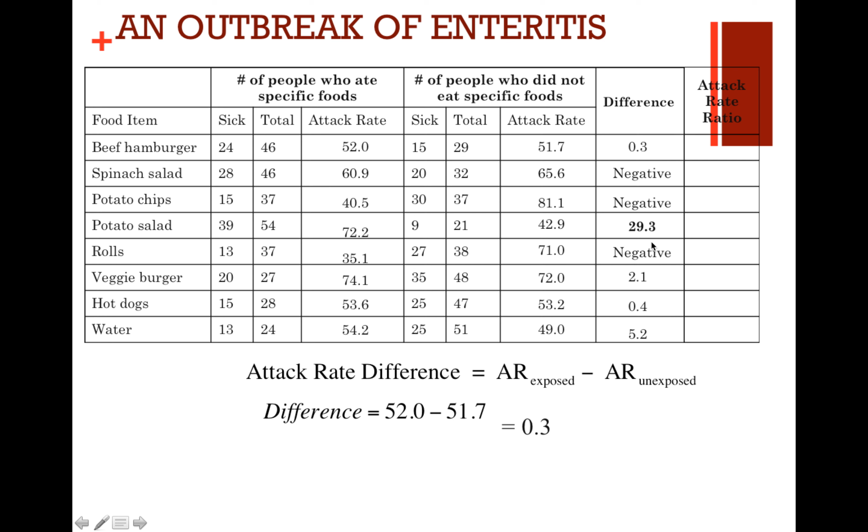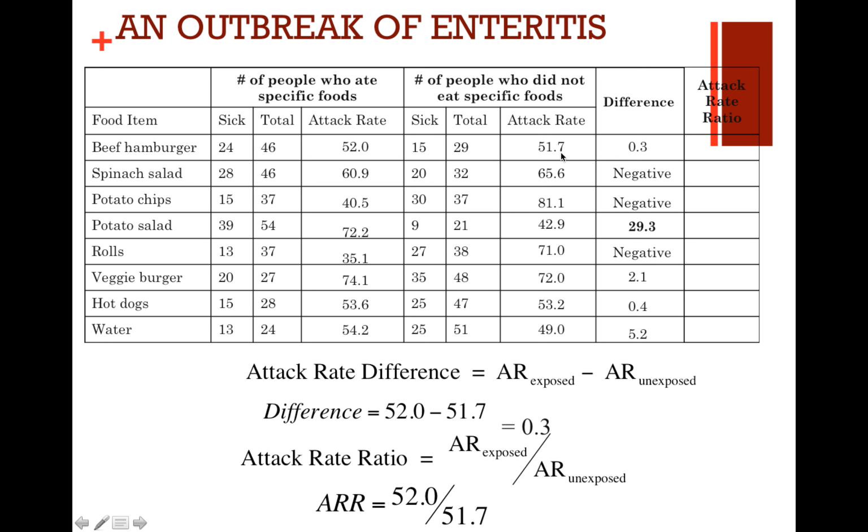Another way to look at it would be the attack rate ratio. Again, we're dividing instead of subtracting now. So you're dividing the exposed by the unexposed. So for the hamburger, it's 1.01. That means there's a 1% increased risk. That's not very big. Same thing for the hot dogs. But if you look here, 1.68, that's pretty big. That's the equivalent of a 68% increased risk.